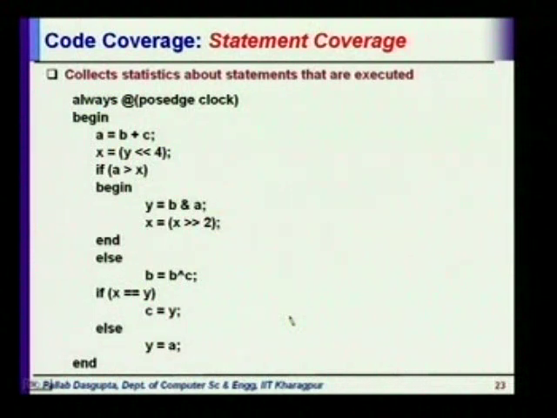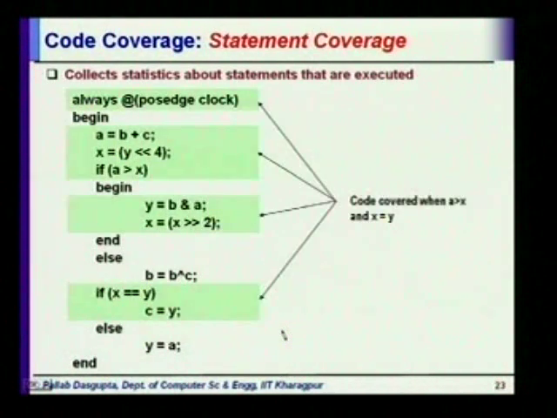So let us start from one side of the story where we look at statement coverage. Here we collect statistics about statements that are executed. Now suppose in one simulation we find that A is greater than X and X is equal to Y. Then which lines of code are going to be covered? So these ones, because this is always going to be covered. These two lines are always going to be covered in every clock cycle.